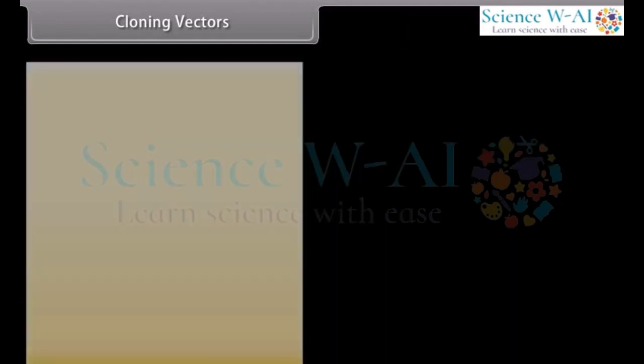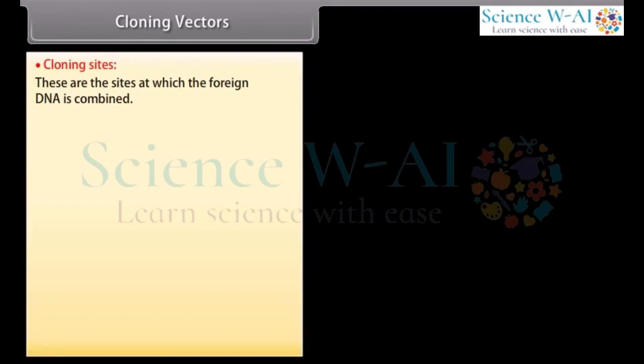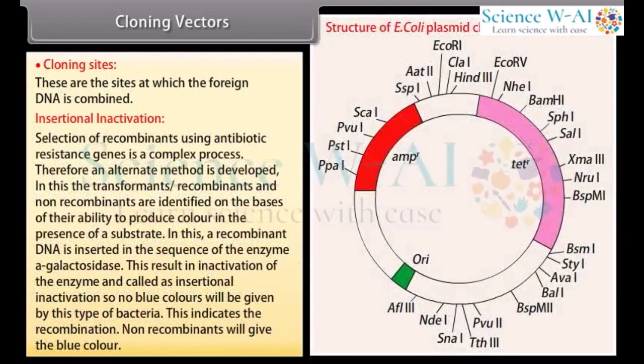Cloning sites. These are the sites at which the foreign DNA is combined. Insertional inactivation. Selection of recombinants using antibiotic resistance genes is a complex process. Therefore, an alternate method was developed.